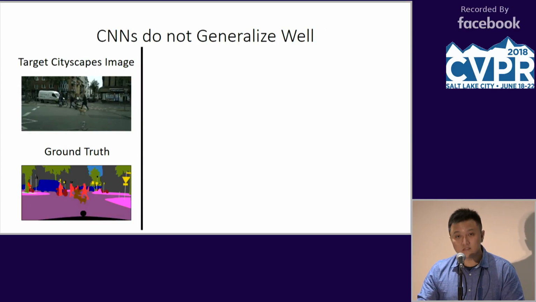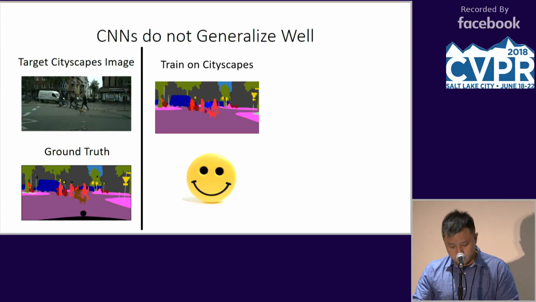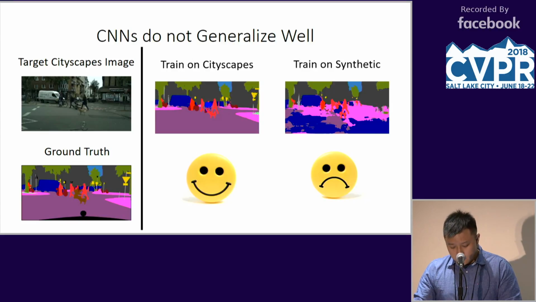Unfortunately, in practice, deep neural networks do not generalize well. We show an example here where the target domain is the Cityscapes dataset. If we train the model directly on the Cityscapes dataset, the prediction results are pretty good. However, if we train the model only on the synthetic dataset, for example, GTA5, you can see the results are much worse. This is because the appearance difference, also known as the domain gap, is quite large between the real and synthetic dataset.